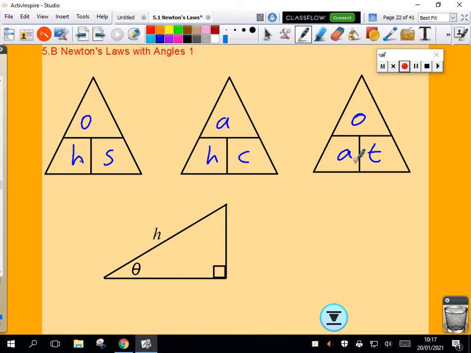Okay, when we're talking about right triangles, the opposite can be written as the hypotenuse times sine, and the adjacent can be written as the hypotenuse times cosine. The opposite can also be written as the adjacent times tan. So in a right triangle, if I know one of the angles and I know the hypotenuse, I can work out the opposite. The opposite will be the hypotenuse times sine of that angle, and the adjacent will be the hypotenuse times cosine of that angle.